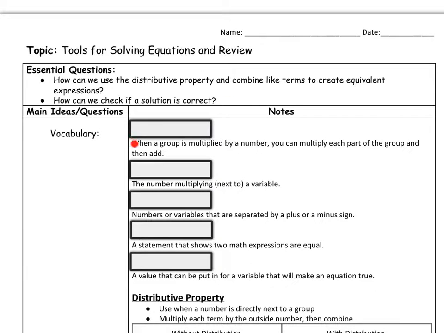Hello everyone, this video's topic is tools for solving equations and review. As we move into solving equations, these are going to be some things that you want to be familiar with, and you might have already seen them before, which is great.